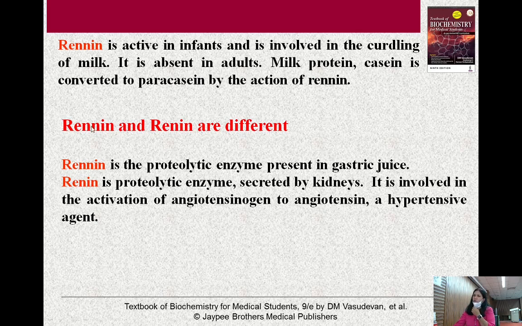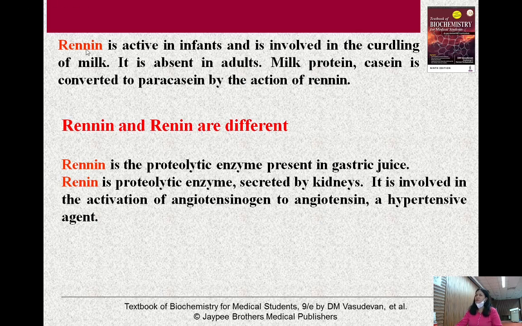There is a difference between rennin and renin. Don't get confused. Rennin is another proteolytic enzyme which is produced in infants, and renin is a hormone which is produced by the kidney. What rennin does is convert the casein present in milk protein into calcium paracaseinate, which helps in the curdling of the milk in infants.